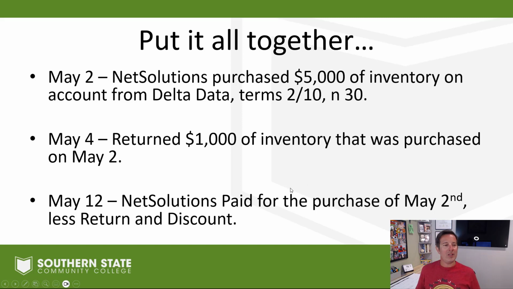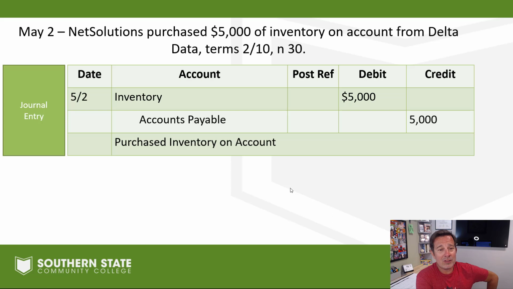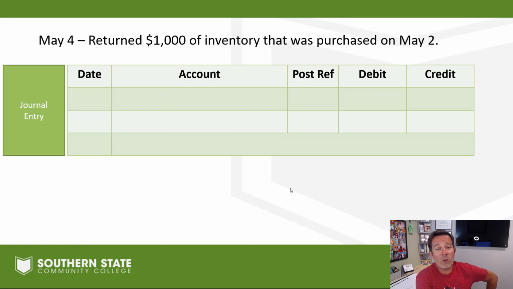So here we go. May 2nd, take a moment, see if you can make it happen here. Net Solutions bought 5,000 of inventory on account from Delta, terms 2/10 net 30. I'll pause the video, let you knock that out. We'll come back and check your work. All right, hopefully you had a chance to work out that entry. We have a debit to inventory and a credit to accounts payable. May 4th, we return $1,000 of inventory that we bought on May 2nd. Again, pause the video. See if you can make up our journal entry for the return of inventory on May 4th.